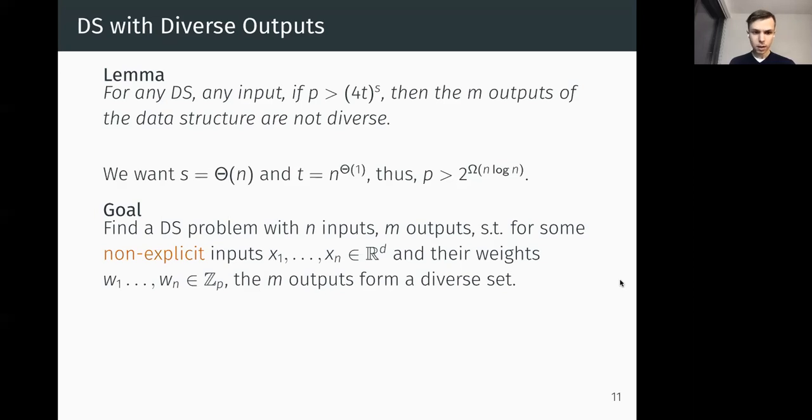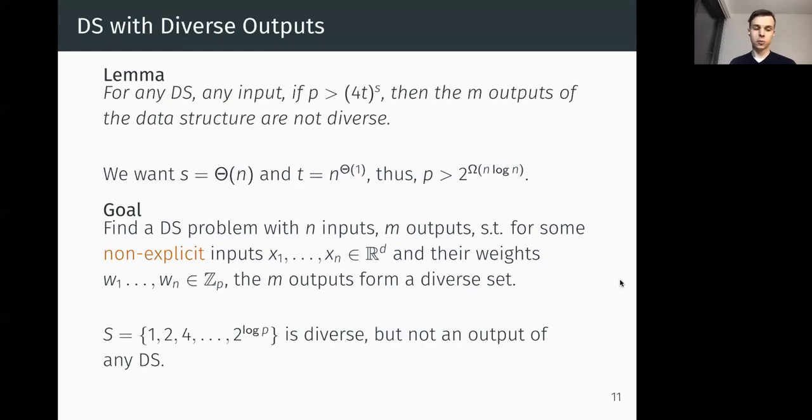Our goal now is to find a data structure problem that has n inputs and n outputs, such that when we choose some weights for the input points, the outputs on this problem will be diverse. That will mean that no efficient data structure can solve this static data structure problem.